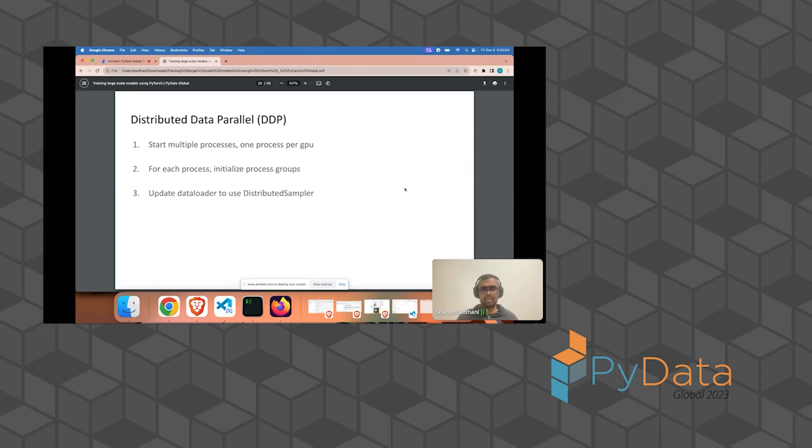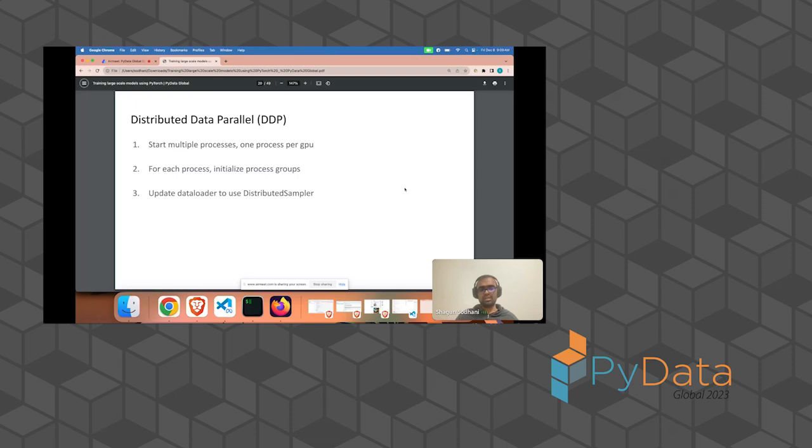The broad idea is that you start multiple processes, one process per GPU. For each process, you initialize a process group. We won't go into details of what a process group is, but basically the idea is that these processes need a way to communicate with each other. If you're doing this on CPU, you can use things like MPI, but if you're doing it on GPUs, then you need to use something called NCCL. NCCL is CUDA's communication library. Again, we don't have to go into those details.